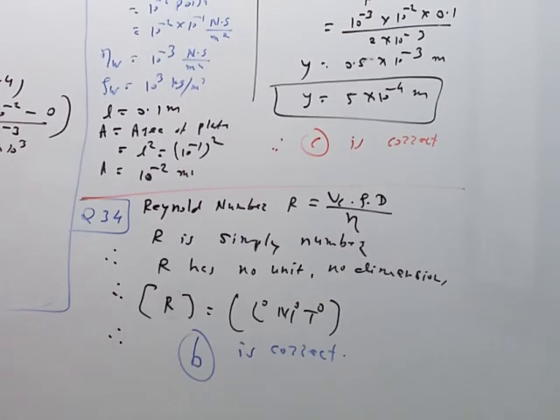Actually, the Reynolds number is important. It is used to decide whether the flow is turbulent or laminar. That is decided by the value of R. Knowing the value of R, we can decide what type of flow of the liquid is there. So we will see those problems next time. Okay, we will stop here.